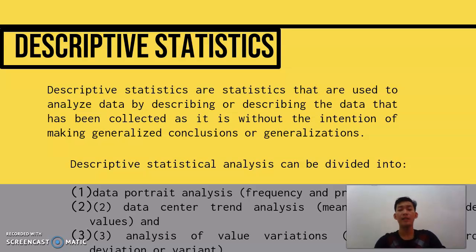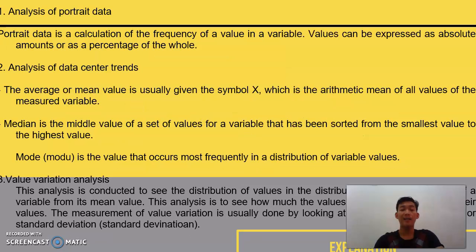Okay, first, data portrait analysis. Portrait data is the calculation of the frequency of values in a variable. Values can be expressed as absolute amounts or as a percentage of the whole. And the second is the analysis of data central tendency. For example, the mean, usually given the symbol x, is the arithmetic mean of the values of the measured variable. It makes it easier for researchers to find the average value, for example in populations.